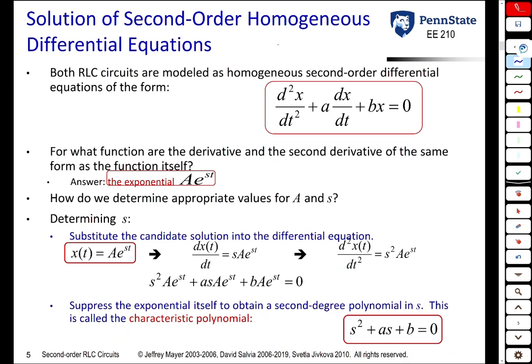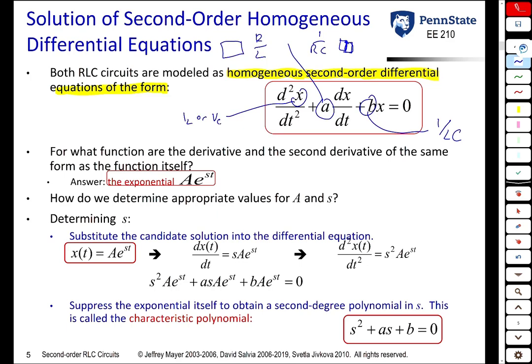What we see is whether we have a series or parallel RLC circuit, we end up with a homogeneous second-order differential equation of the form x double prime plus ax prime plus bx is equal to 0. This term A is either going to be R over L in the series case or 1 over RC in the parallel case. B, whether we're talking about the series or the parallel case, is always 1 over LC. And X is either IL or VC.